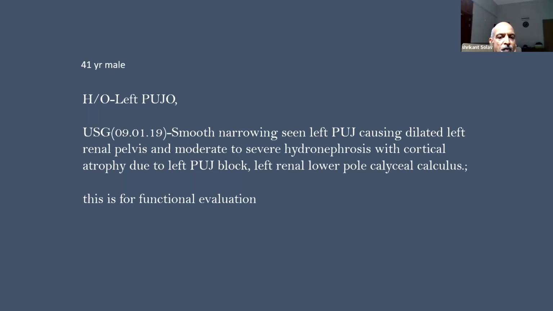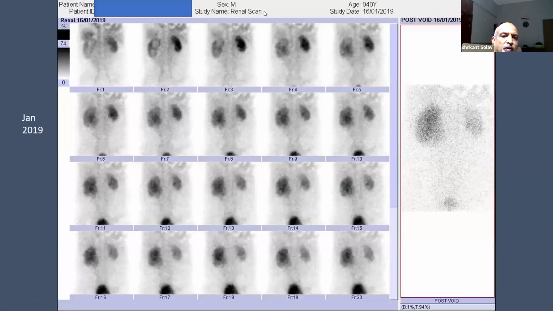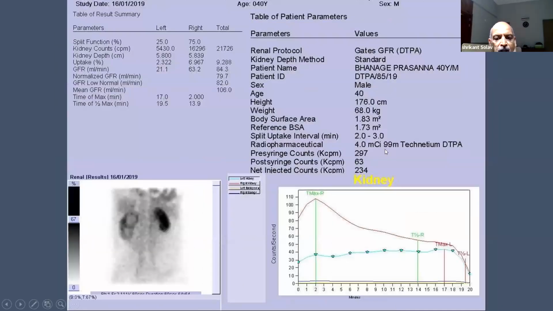Here is an example of left PUJ obstruction in an adult male, where ultrasound revealed a dilated left renal pelvis and also cortical atrophy. So they said this is PUJ. And on the renal scan, you can see here, there is a subnormally functioning left kidney, which is hydronephrotic and obstructed. That's the same reflected here. Functional contribution is 25.